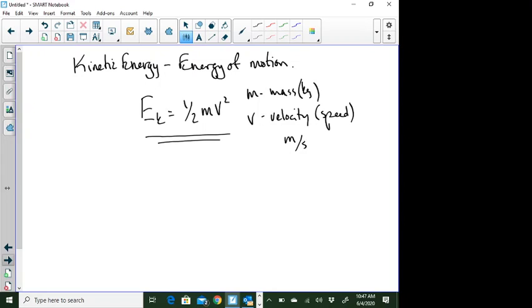If you're in a car, how do we measure velocity or speed in a car? Kilometers per hour. Miles per hour in the States, in Canada, kilometers per hour. But the idea is that we have a distance divided by time when we're talking about speed or velocity. EK. K because it's kinetic energy, P when it was potential energy.